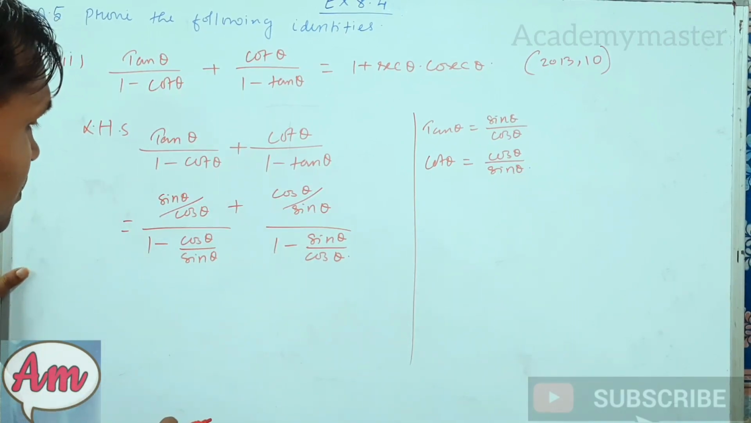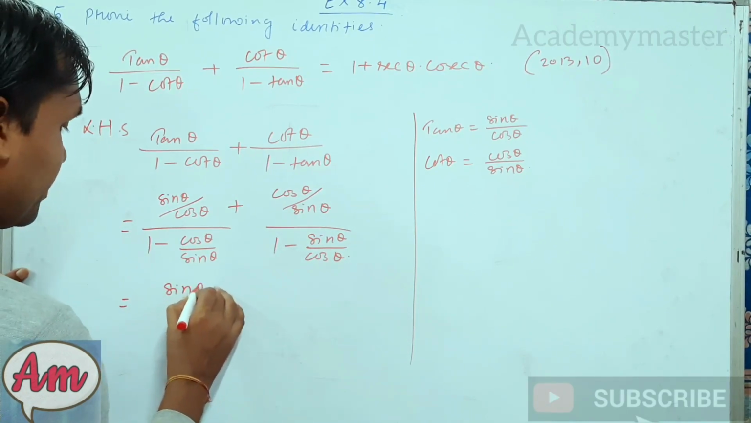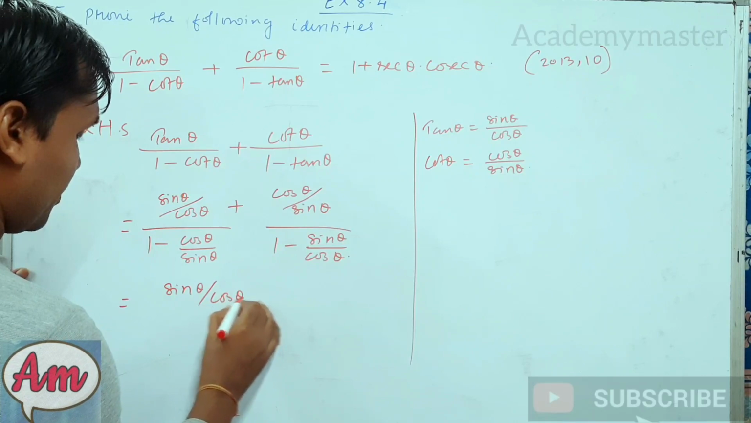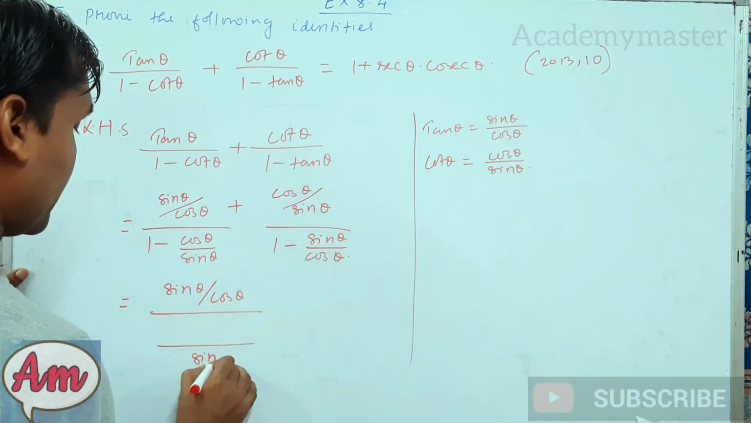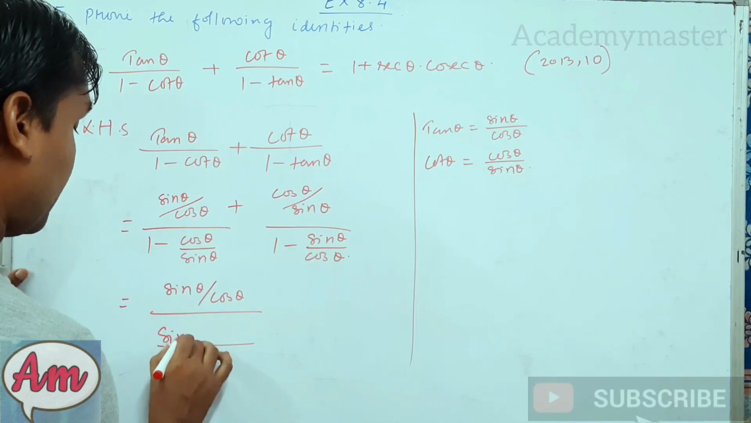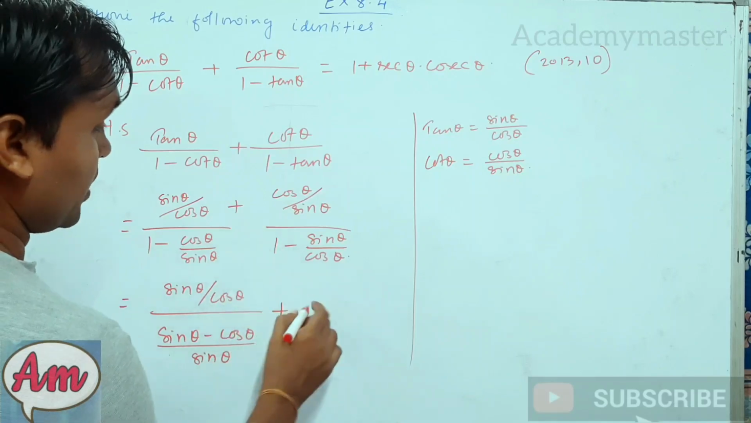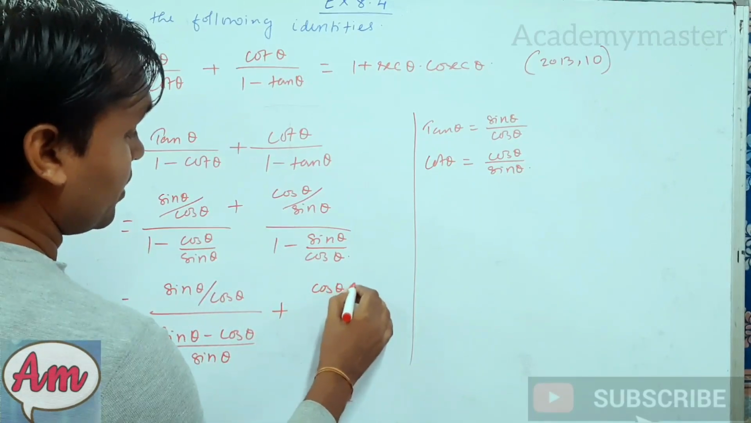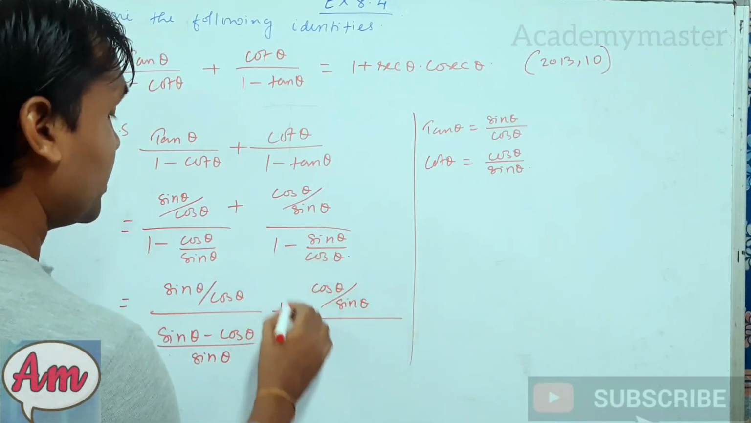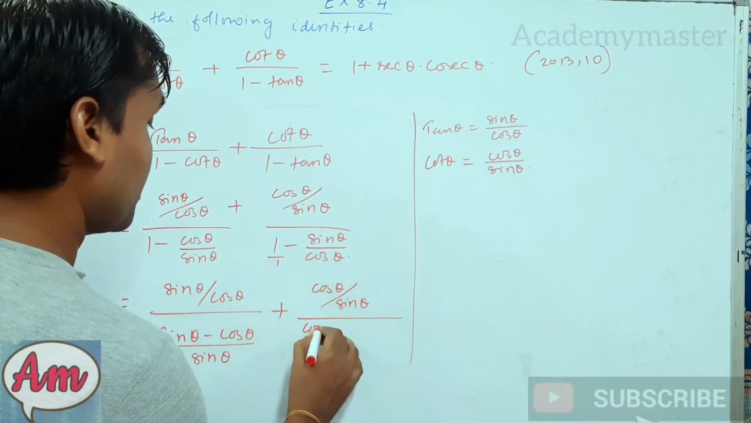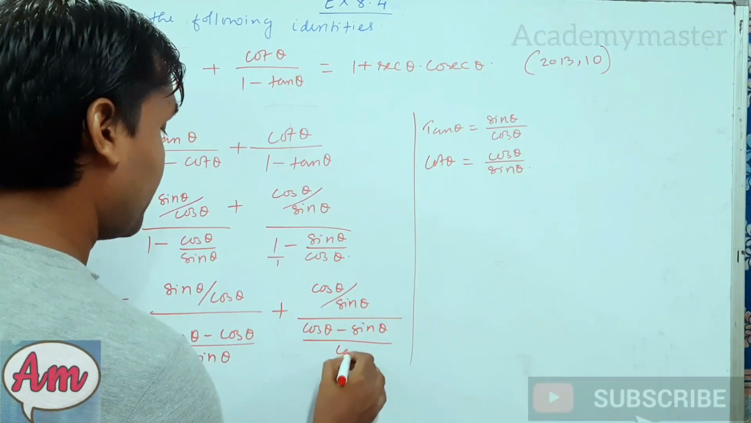Or else you just keep it like this. First of all, let's simplify the denominator first. Sine theta by cos theta. So here you will take an LCM. So LCM will be what? Sine theta. So it will be sine theta minus cos theta. Plus sign is there, so plus. Again, numerator you keep as it is, sine theta by cos theta, and denominator you take here, nothing is 1, so it will be cos theta minus sine theta divided by cos theta.